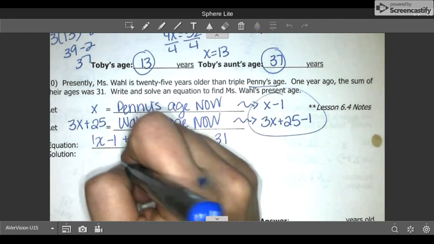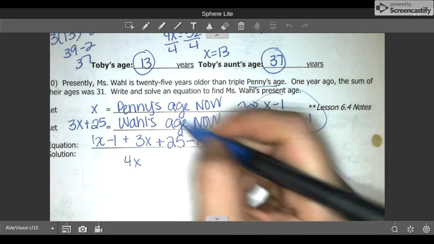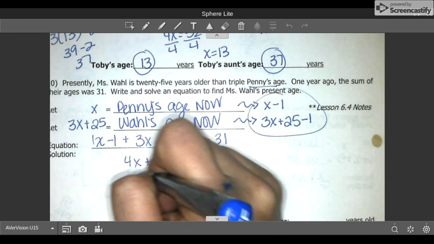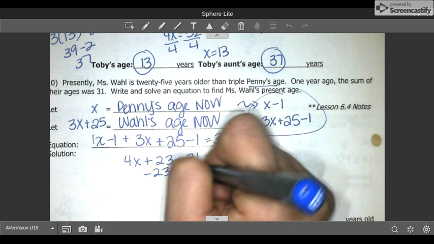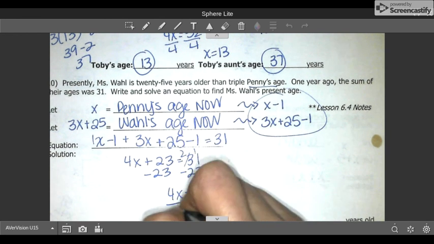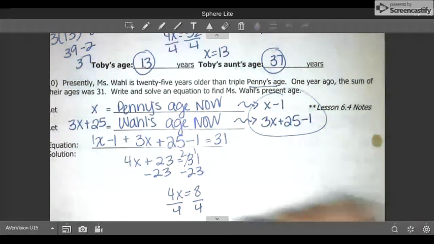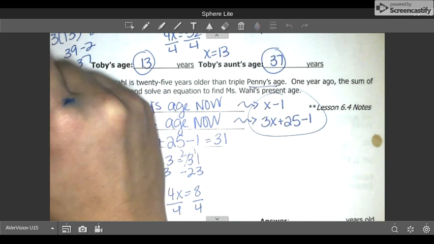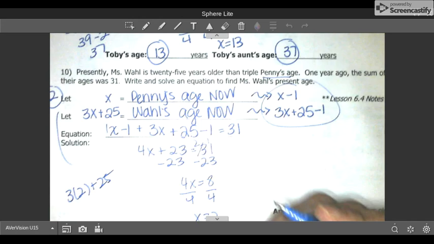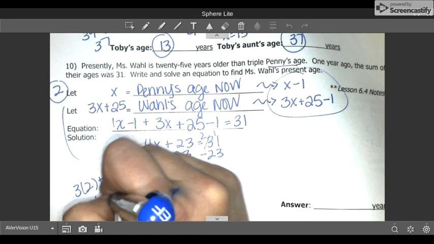So I have to hurry. 4x plus 23 equals 31. Subtract 23, subtract 23. 4x equals 8. Divide by 4, divide by 4. X equals 2. So that means that Penny is 2. And that means that 3 times 2 plus 25. Oh my gosh. 6 plus 25.